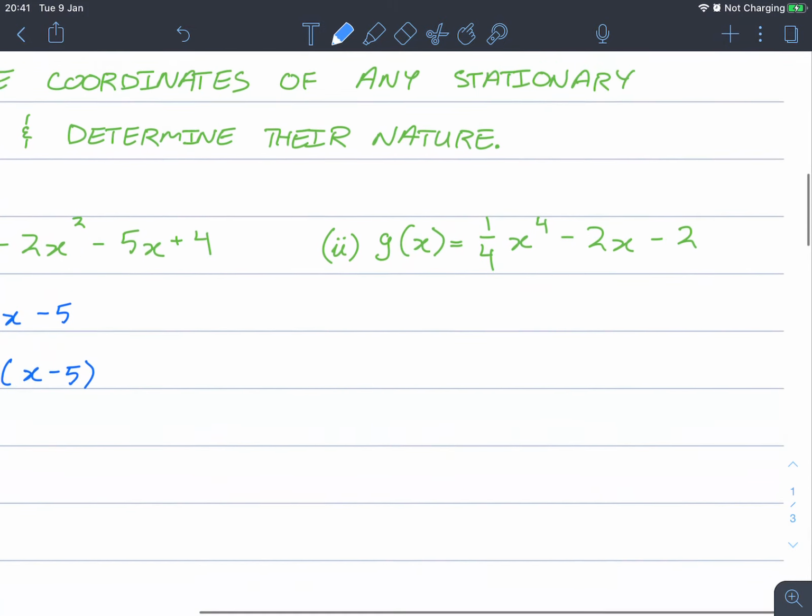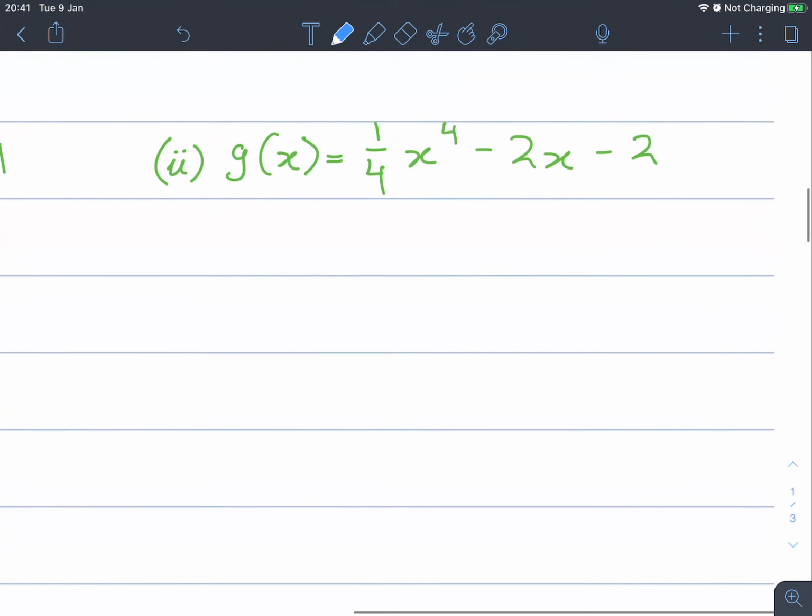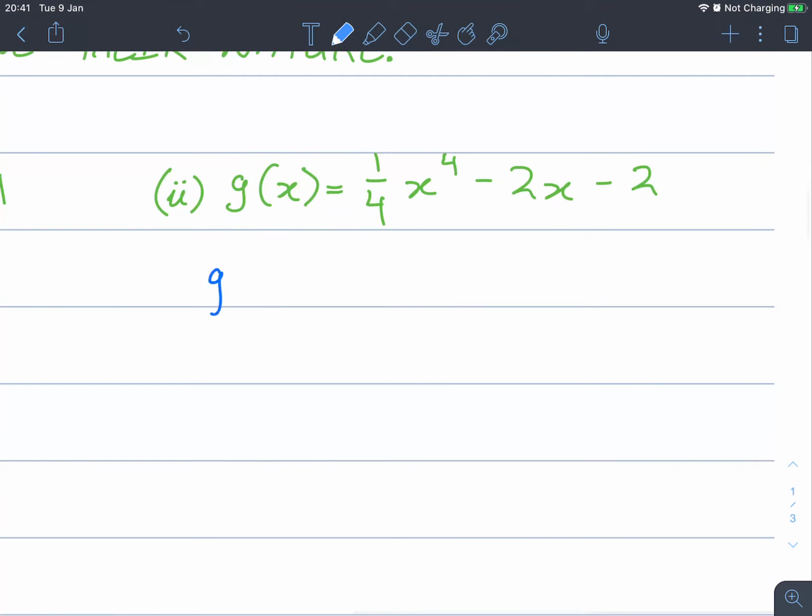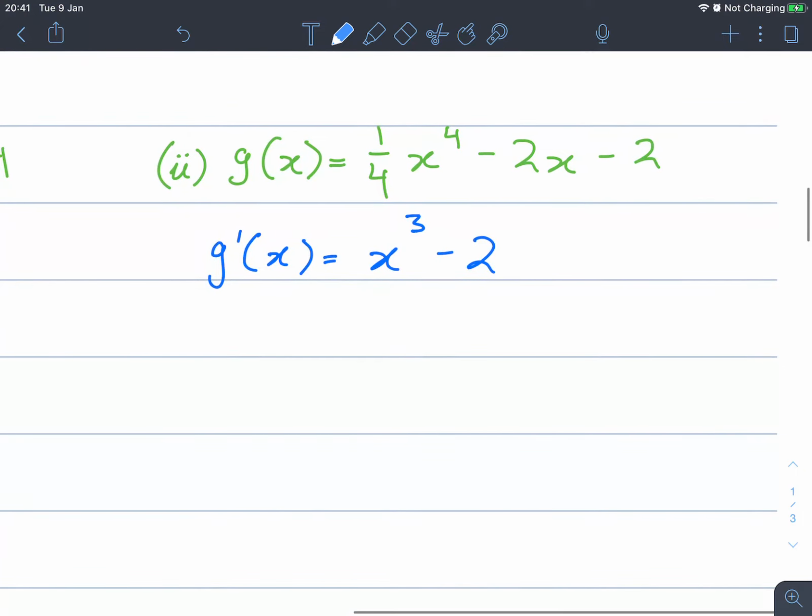Okay, let's find the next one, another example. Let's find g prime of x. That's going to be x cubed minus 2. Then let's find g double prime of x, which is equal to 3x squared.